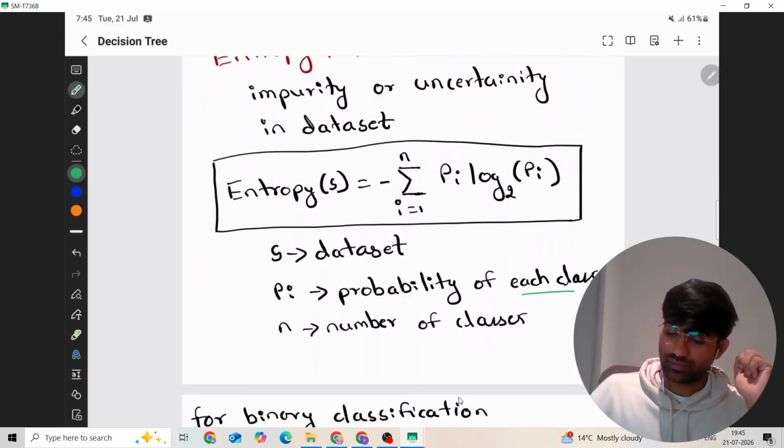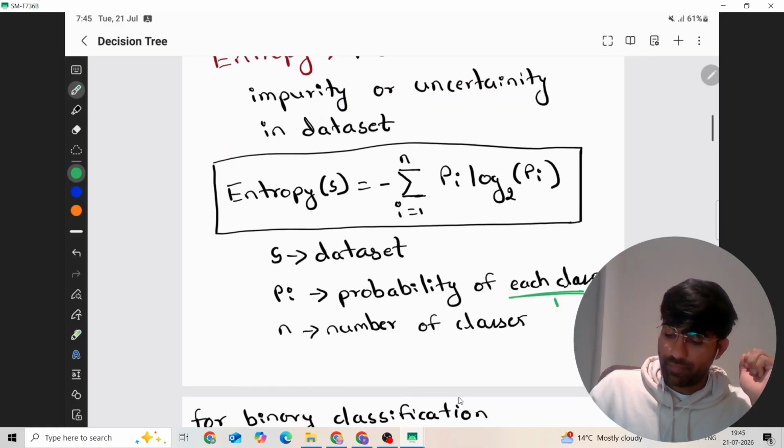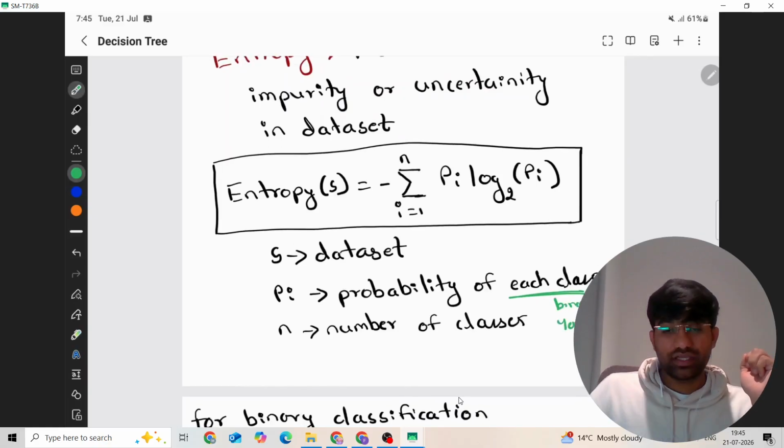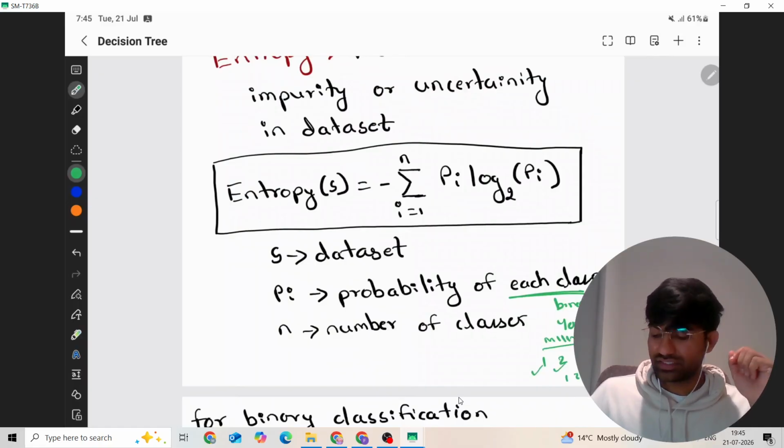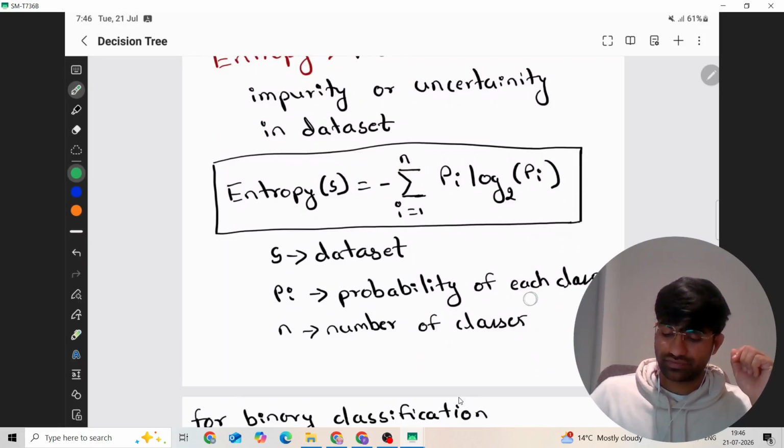Each class means, suppose if it is a binary, we have two classes, yes and no. If it is multi-class classification, then it might have 1, 2 and 3, we have 3 classes, or we may have 4 classes. For every class, it will check the probability. That's why it says probability of each class. And n stands for number of classes.